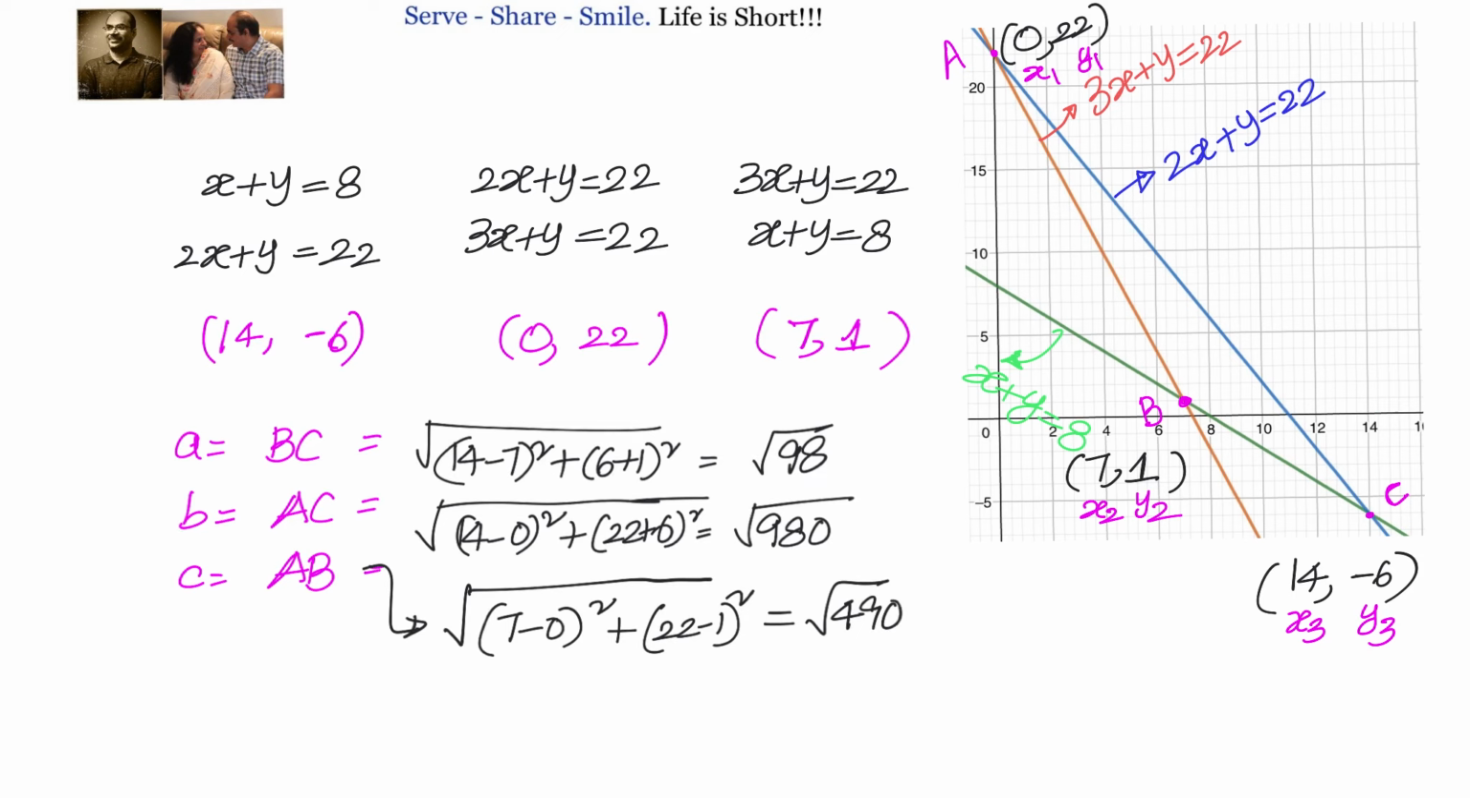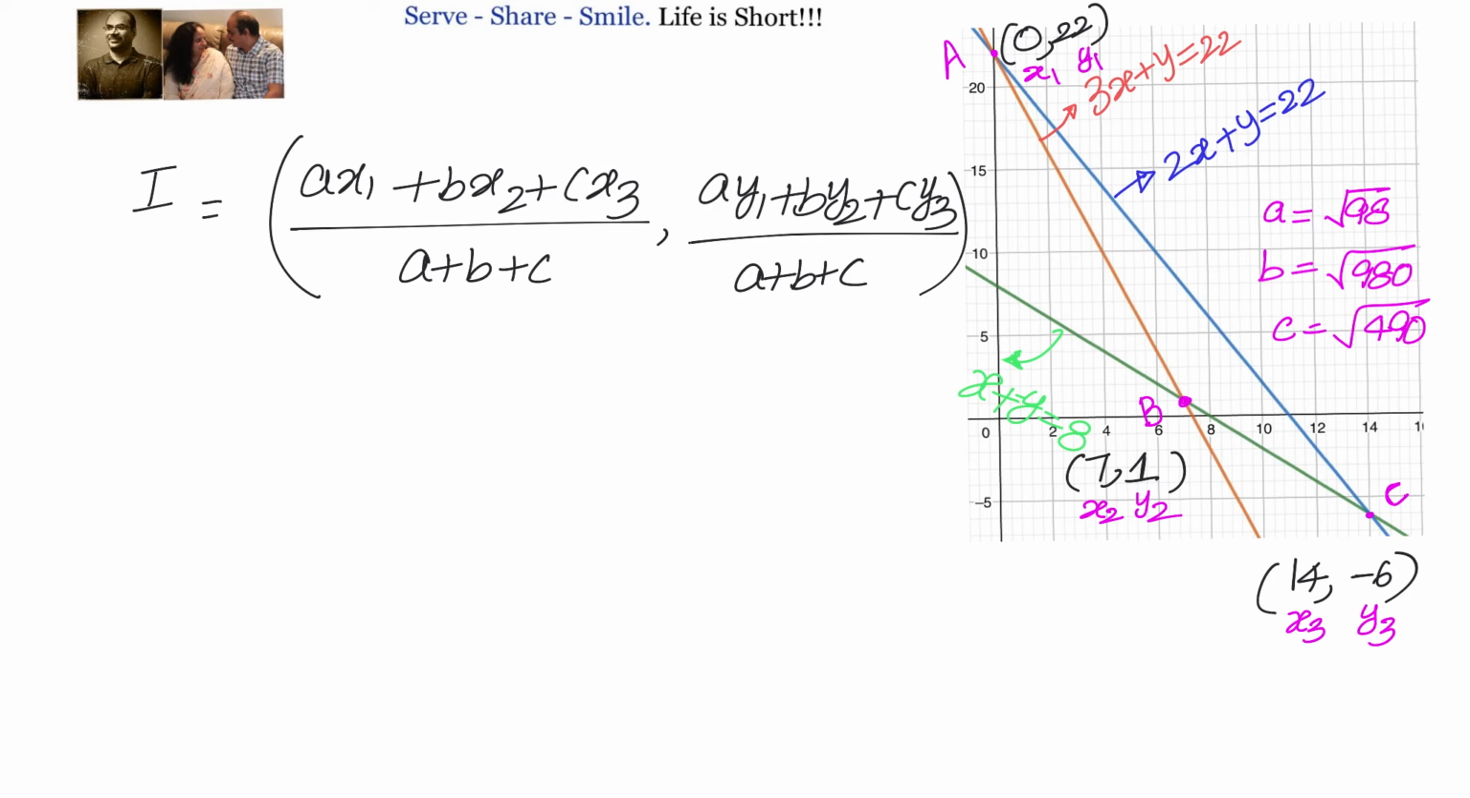So we can write down here what is our small a, small b, small c. Small a is root of 98, that is BC, the least. Then we have b, which is opposite to AC, that is square root of 980, and c equals to square root of 490. So once we have everything ready for the formula, we can just apply the formula now.